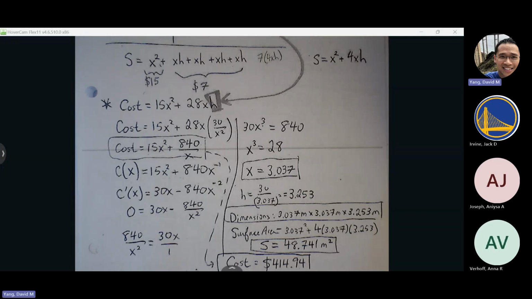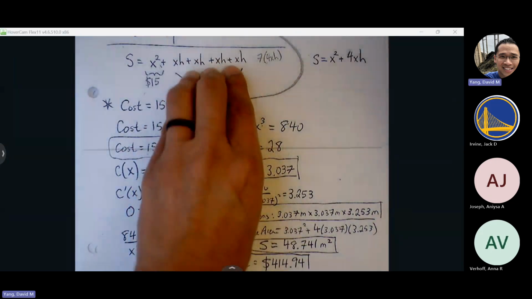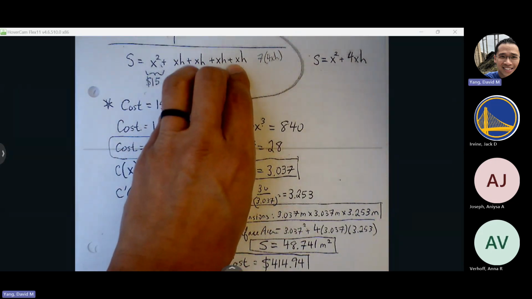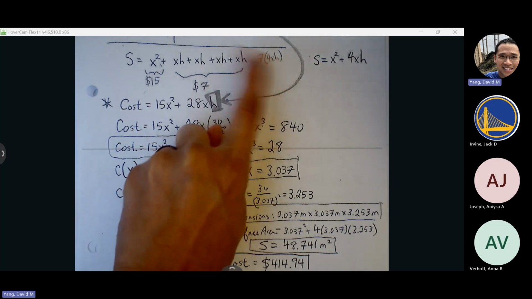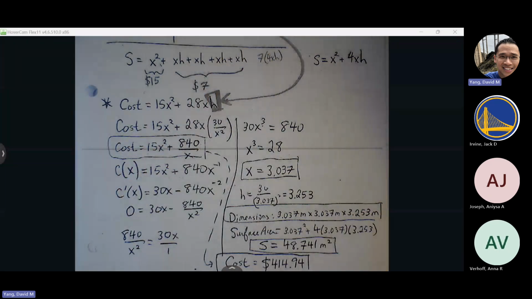Why is it 28xh? Because my surface area is 4xh, and I have to multiply the sides by $7. Oh, so you multiply each one by 7? Yes, each side. Or you can add the sides up first and then multiply by 7. It's up to you. Either way, we have to involve that $7 for each of the sides.